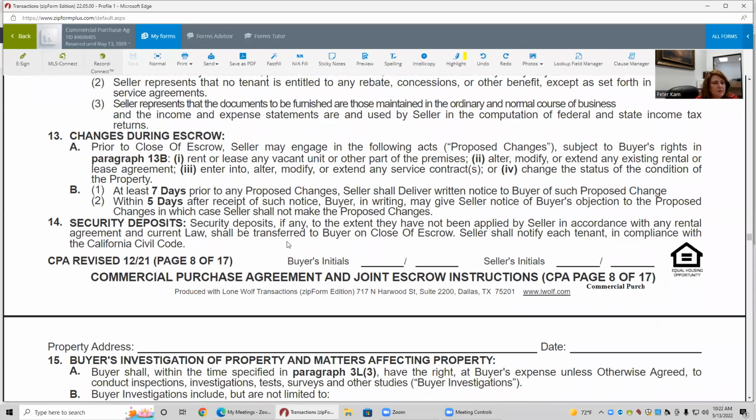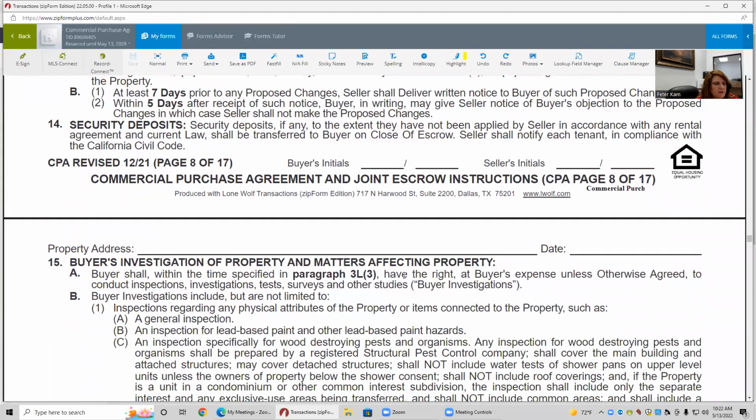So you're also certifying that the security deposits have not been applied by the seller with any rental agreement and current law, and shall be transferred in its entirety to the buyer at close of escrow. And the seller needs to notify each tenant in compliance with civil code.